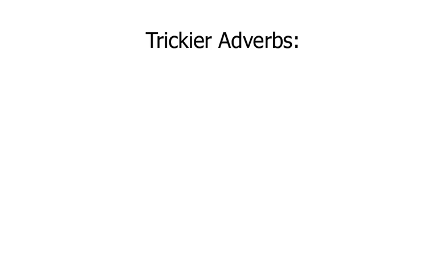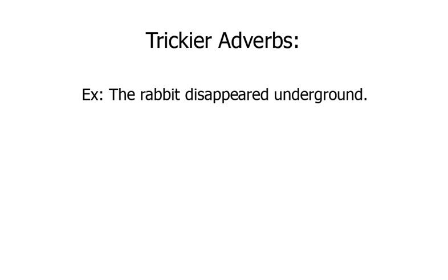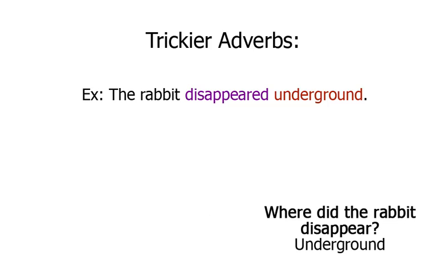Okay, 2 more examples. First one, I go to the store daily. In this sentence, daily is the adverb that tells us when I go to the store. Last one, the rabbit disappeared underground. In this sentence, underground is the adverb modifying the verb disappeared, telling us where the rabbit disappeared to.